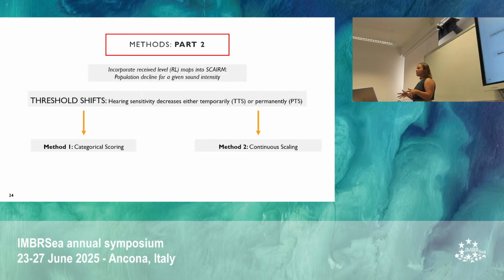So the second part of my methods was to find a way to incorporate this into the existing SCARUM framework. So I chose to focus on hearing threshold shifts in different ecosystem components as a proxy for population decline. Threshold shift is basically a decrease in hearing ability that persists either temporarily or permanently.